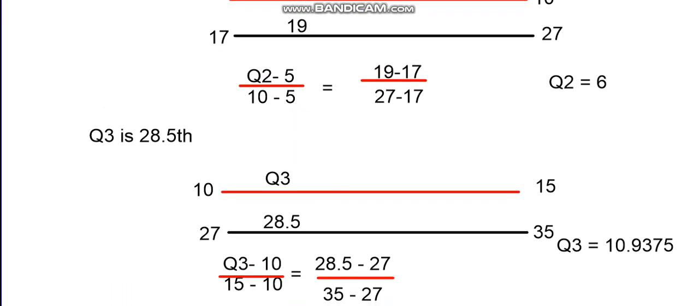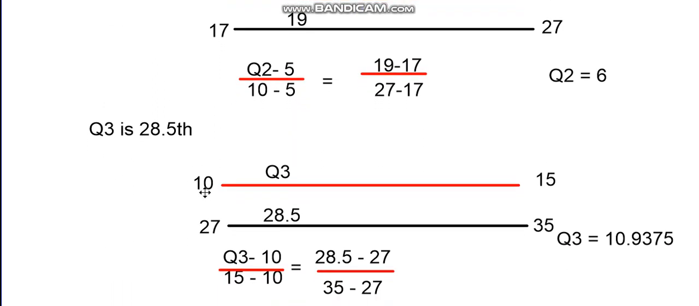same idea. The Q3 is in the class 10 to 15, which goes from 27 to 35. Okay, so 28.5 is closer to 27, so it's down this end. So I'm looking at Q3 minus 10 over 15 minus 10, and that's equal to 28.5 minus 27 over 35 minus 27. And you get Q3 is 10.937.